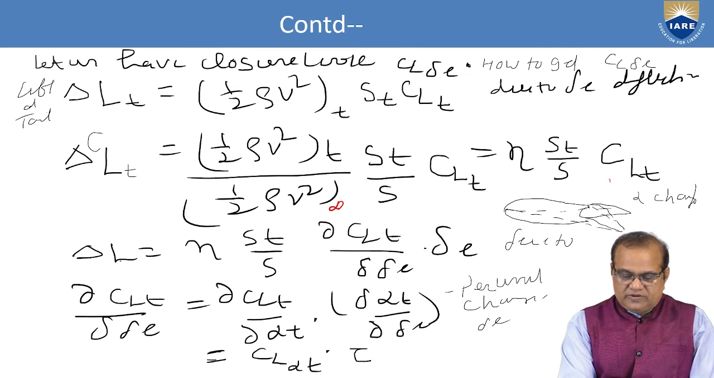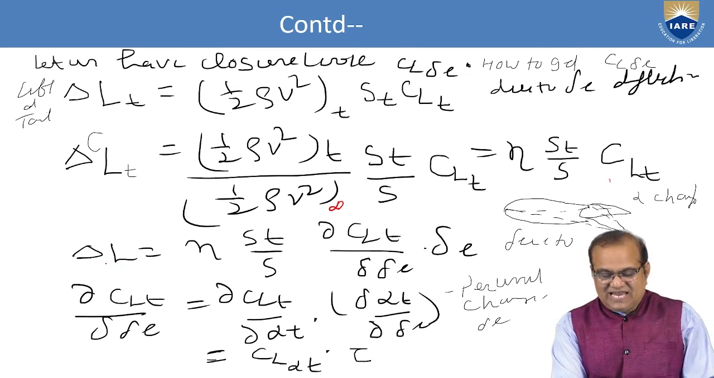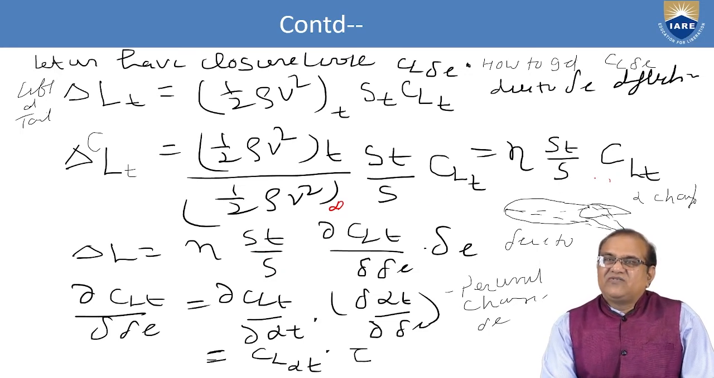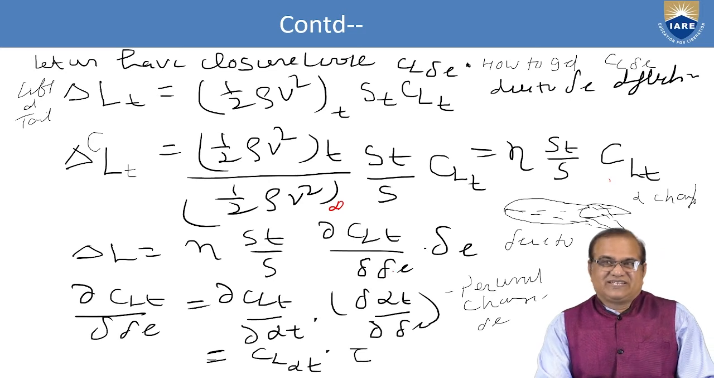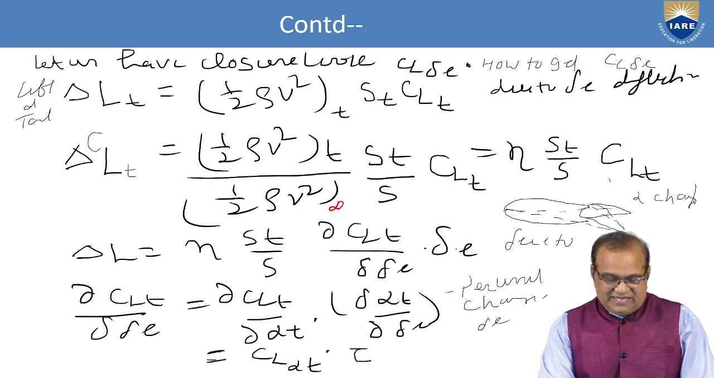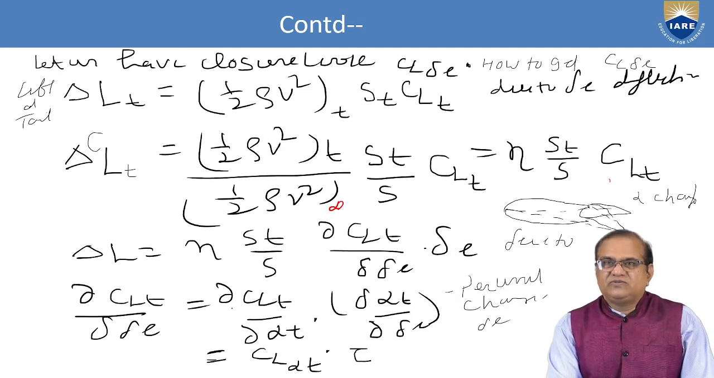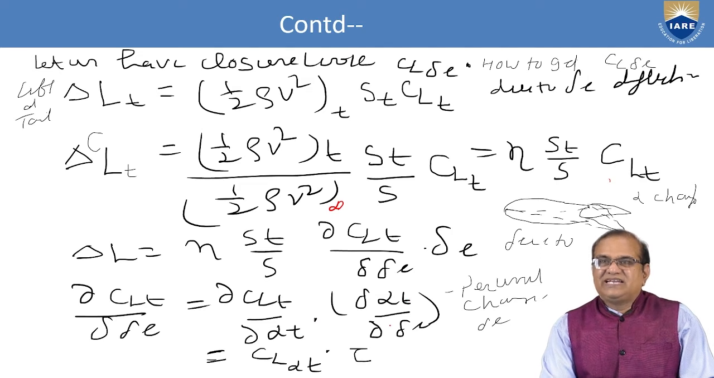Now this delta CL is equal to neta ST by S. For CLT we can write dCLT by d alpha. Now we are changing the deflection of the elevator, so dCLT by d delta E into delta E. Now this dCLT by d delta E is equal to dCLT by d alpha T into d alpha T by d delta E.